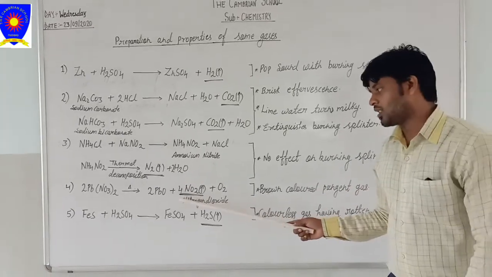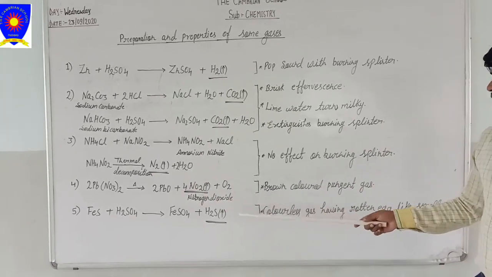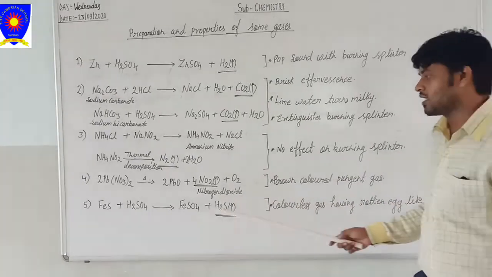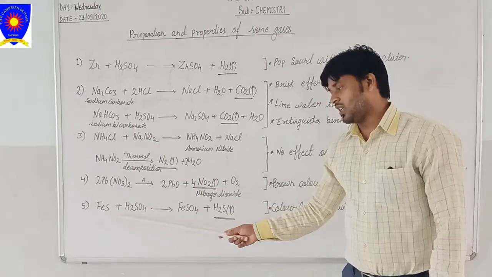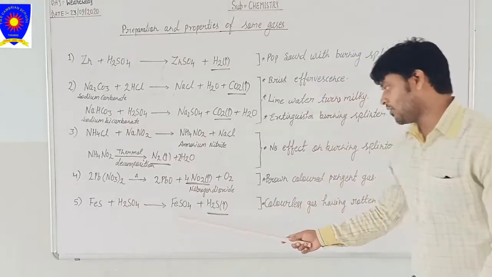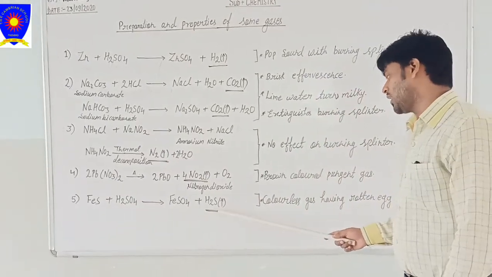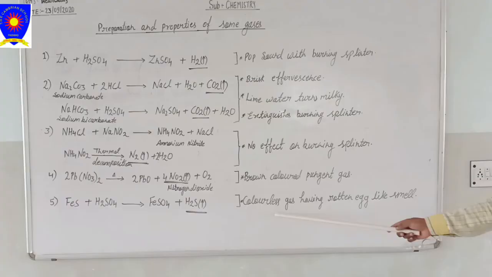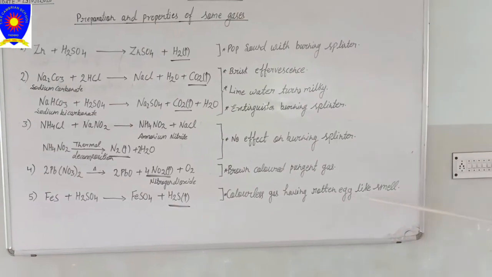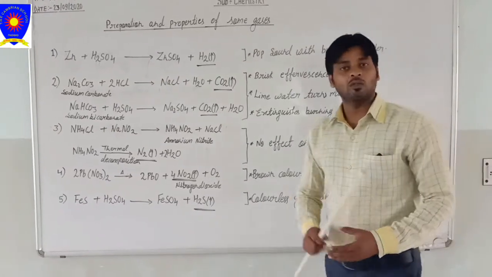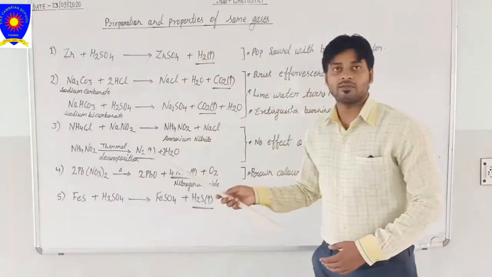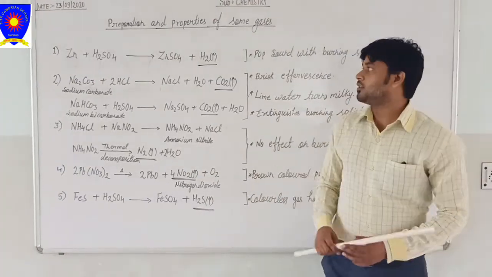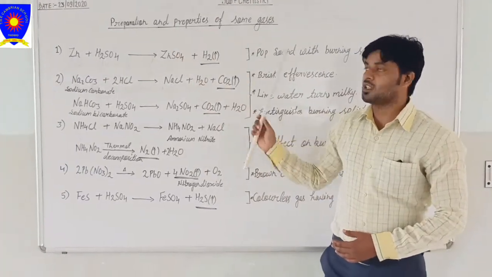And at last we will prepare, or we can say these are the properties of H2S gas. In this we take FeS plus H2SO4, it gives FeSO4 plus H2S gas. Now the property of this H2S gas is that it is a colorless gas having a rotten egg like smell. So student, shortly I am going to show you these reactions so that you can understand. These are the different properties of some gases.